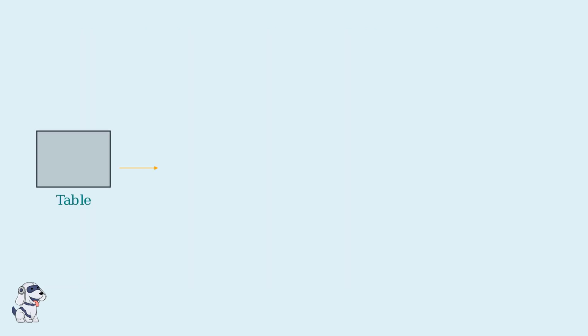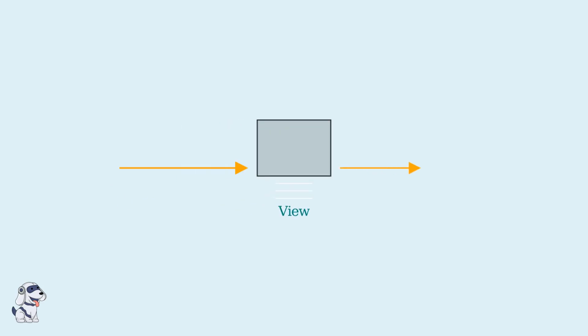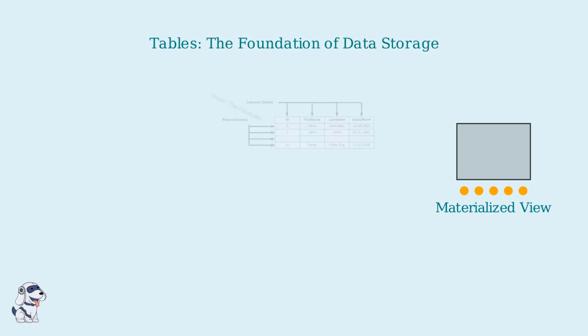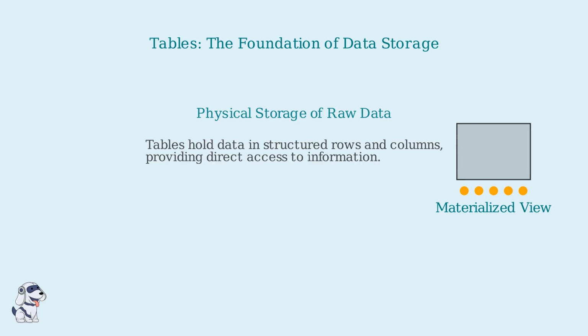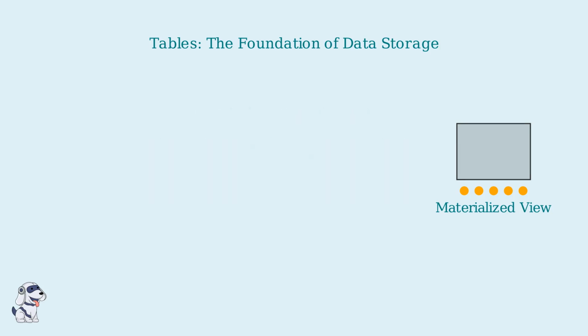Tables form the foundation of database storage, holding raw data in structured rows and columns. Tables are the fundamental building blocks of a database, physically storing raw data in rows and columns, with rows representing records and columns representing attributes.